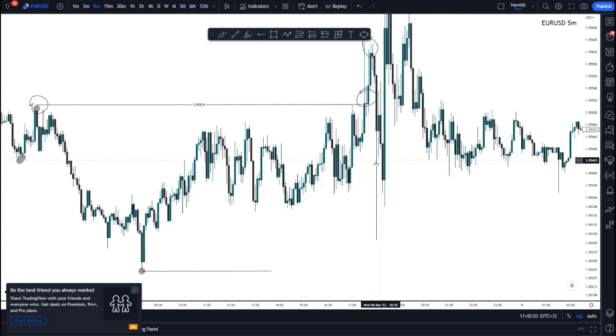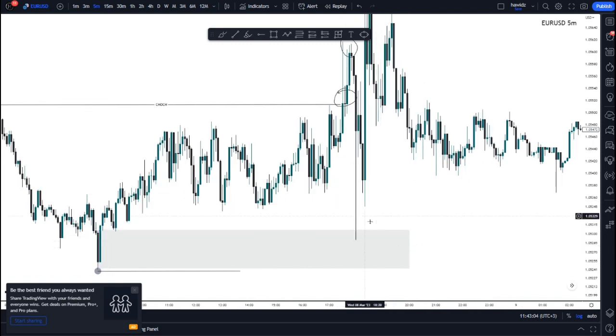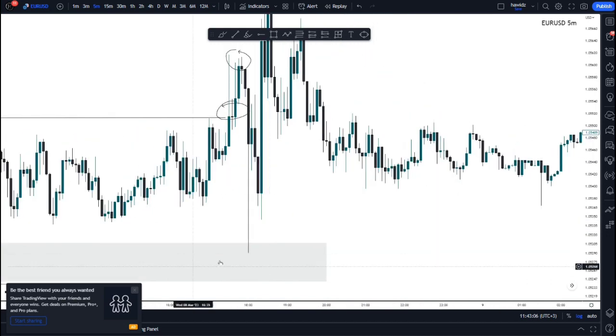And from there, this was news, right? This was a news movement. Price just came in to test this overall area of demand down here. Of course, we did not trade this. Why? Because this is just a news move. We only want to trade normal price action.